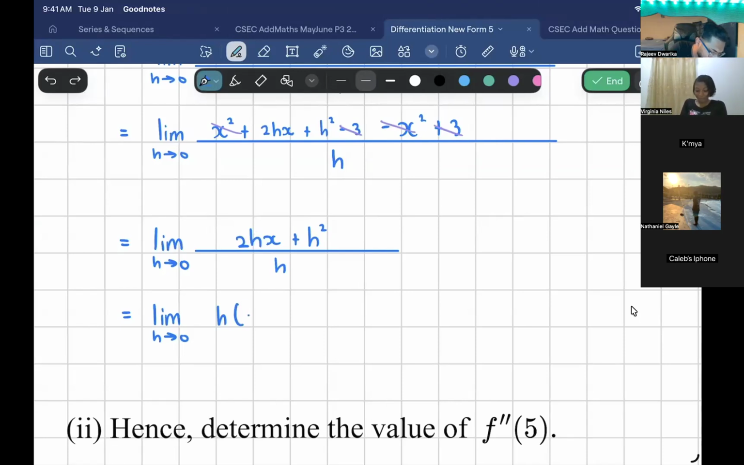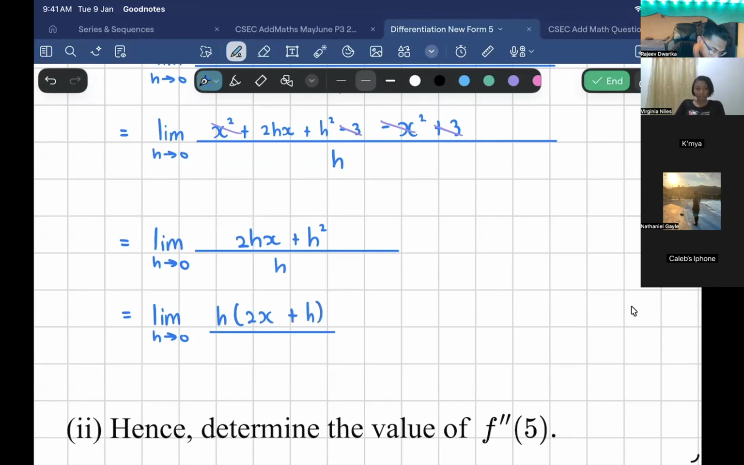If I were to pull out the h, what do I write on the inside? So I pull out the h from this. What do I write here? 2x. And I pull out the plus h from h squared. H squared is h by h, so I pull out an h. What do I write? Plus h. Yep. And that's over h.